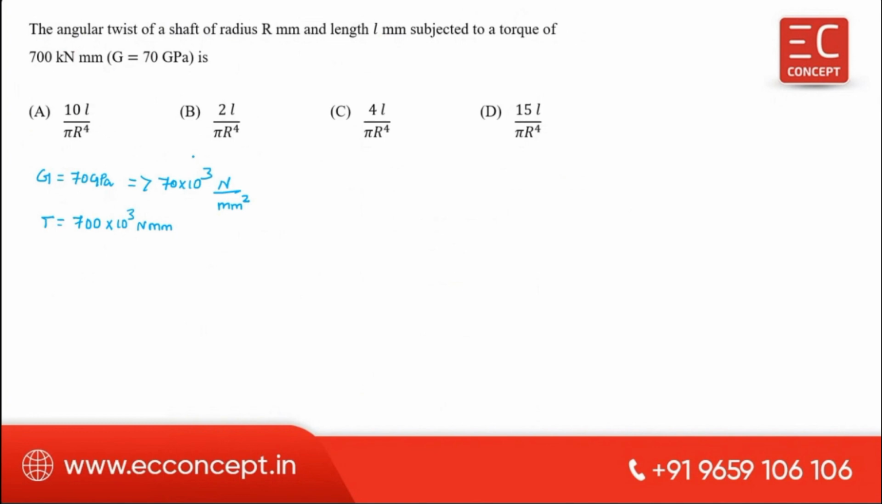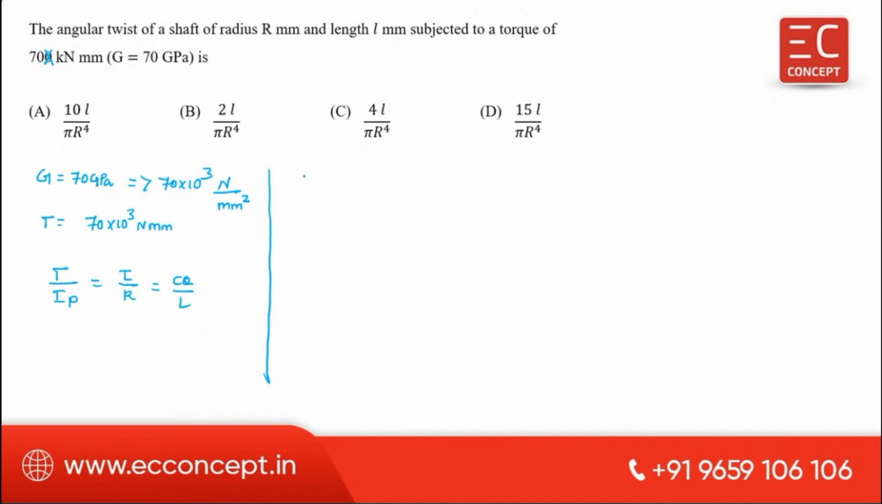Now what we can do, we can substitute the values in the formula. We know that the formula is, actually there is some mistake in the question. This is not 700, this is 70. Okay, so this is actually 70. There's a mistake in the question. 70 into 10 raised to 3 Newton millimeter. We know that the torsional equation T by Ip is equal to tau divided by r is equal to G theta divided by L.